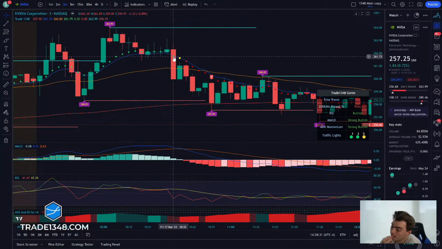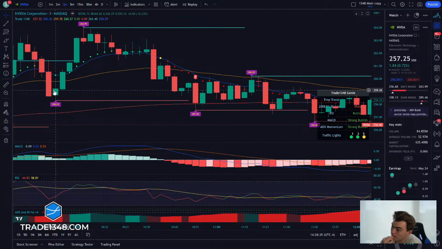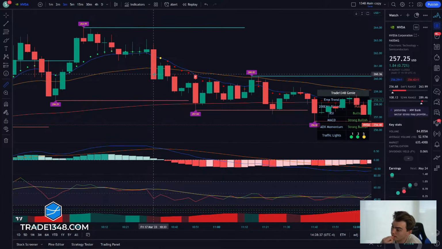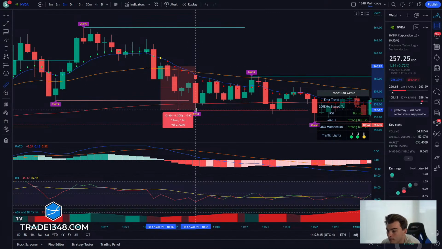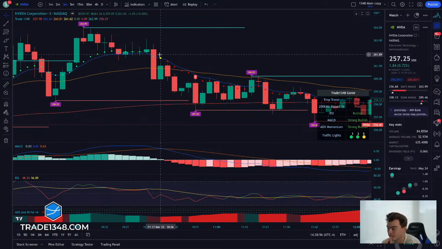So I'm going to go ahead and highlight. This is NVIDIA. This is another great example. You take NVIDIA from the close of this traffic light, well, the close of this candle. That's a pretty big move. Is that $3? Yeah, $3.39. Okay, so where in this candle does it close?